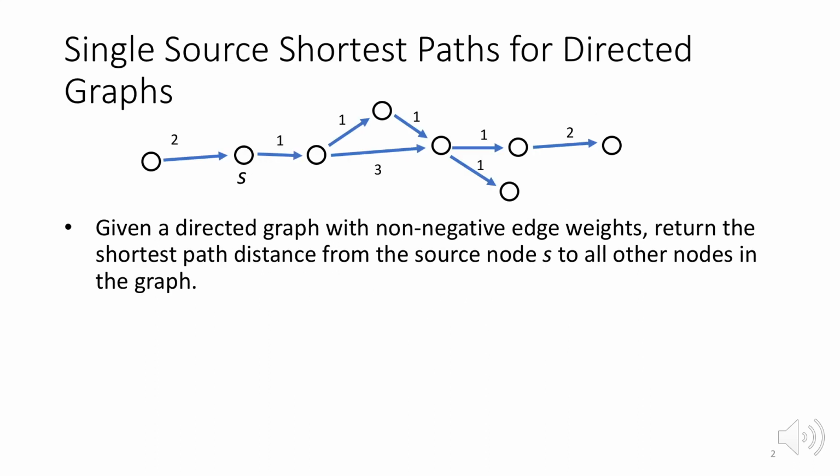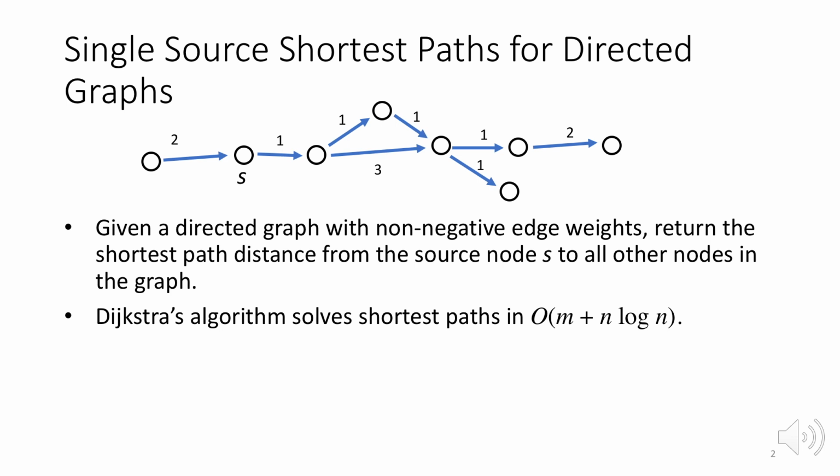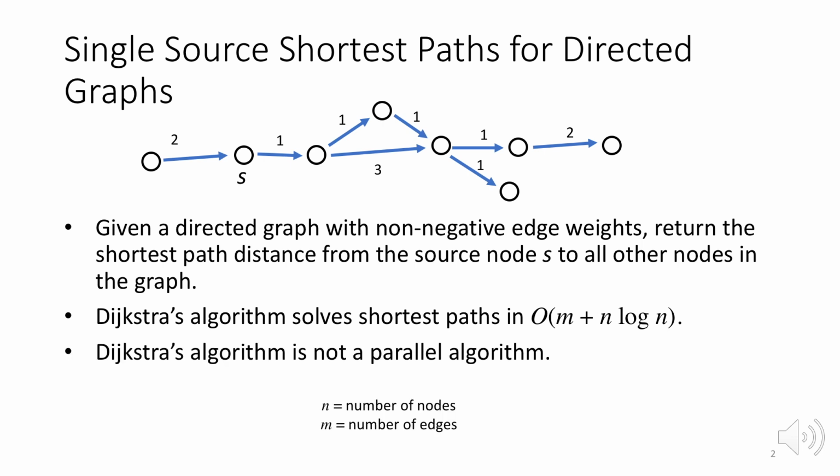The single source shortest path problem for directed graphs is: given a directed graph with non-negative edge weights, return the shortest path distance from a source node S to all other nodes in the graph. Dijkstra's algorithm solves shortest paths in m plus n log n time, where m is the number of edges and n is the number of nodes. However, Dijkstra's algorithm is not a parallel algorithm, and our goal is to find a parallel algorithm for this problem.